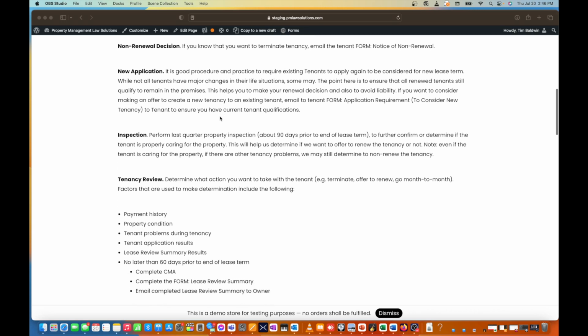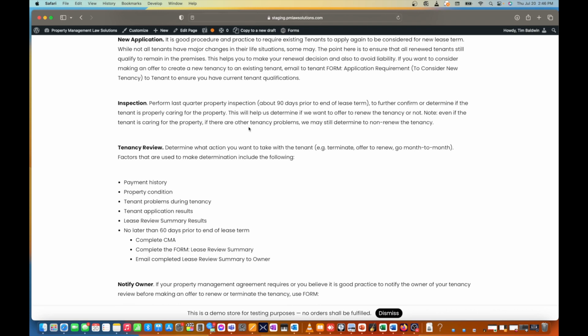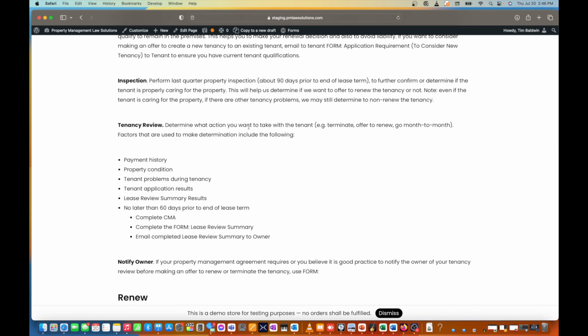Another thing that we have to do is to inspect the property to see if the tenant has taken care of the property. Now, we do have other inspections that we perform, but this is one of the inspections that happens about 90 days prior to the end of the lease term, because we want to make sure that during the tenancy, the tenant has cared for the property properly. And so that's another part of the process that we include in the determination.